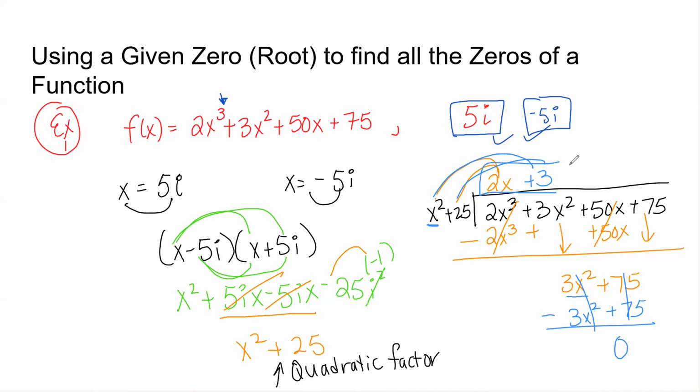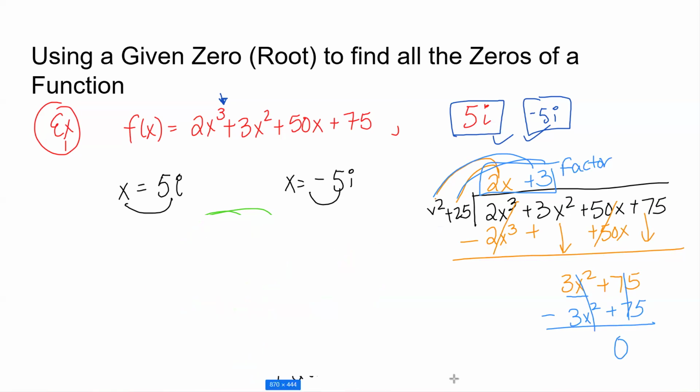So here is our last factor, but they want the zero, so let's set that to 0. I'm sorry, I'm running out of room, so I'm going to just go up on top of this. We take that factor, 2x plus 3, set it to 0, and we have it: negative 3/2.